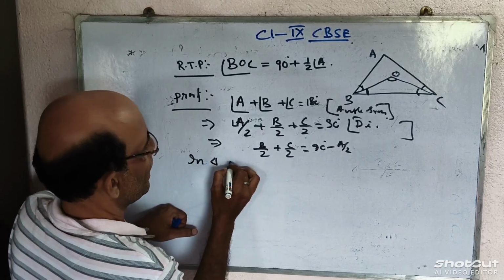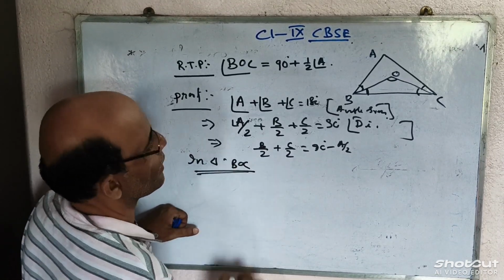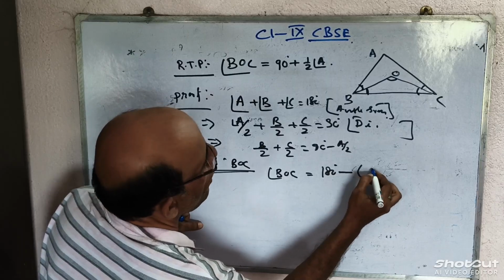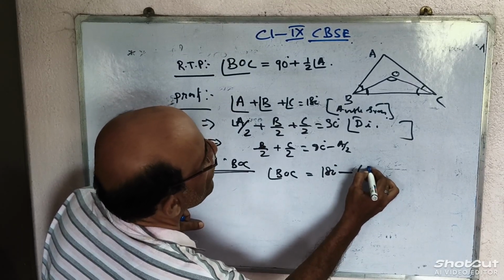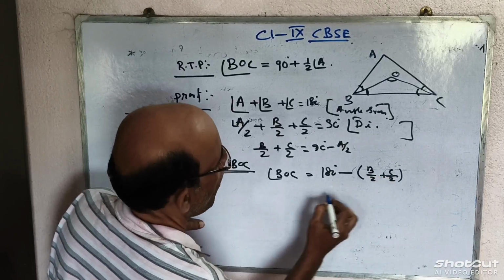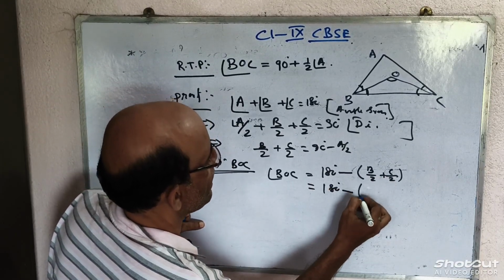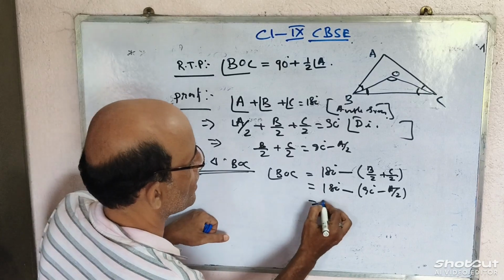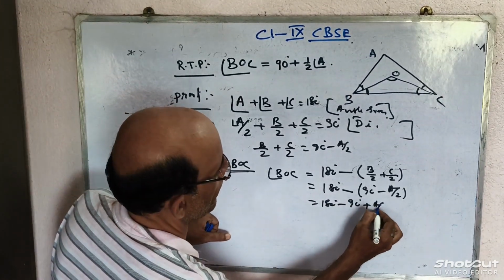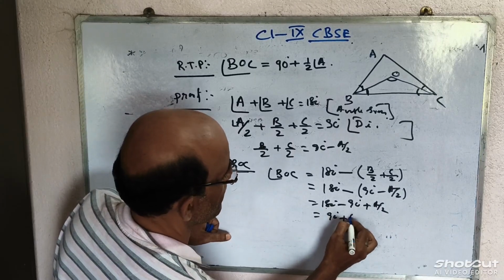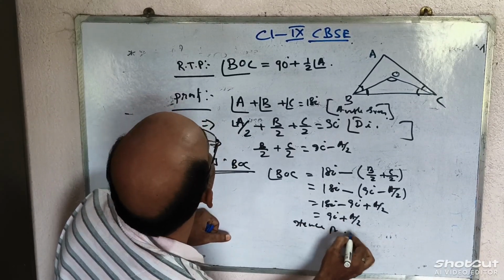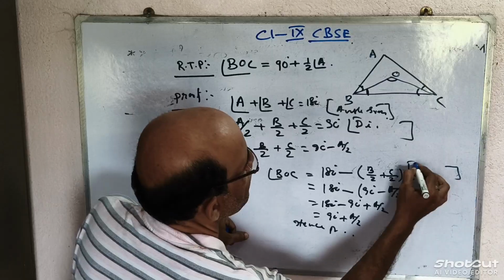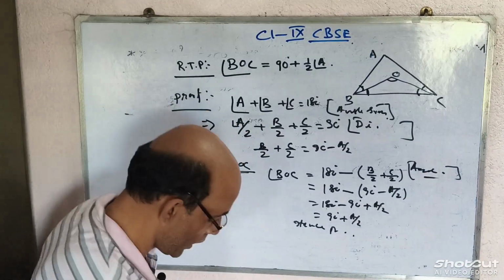Now, in triangle BOC, angle BOC is equal to 180 degree minus B by 2 plus C by 2. Therefore, 180 degree minus 90 degree minus A by 2. We have already done this: B by 2 plus C by 2 is equal to 90 degree minus A by 2. So it is equal to 180 minus 90 plus A by 2. Therefore, 180 minus 90 means 90 plus A by 2. Hence proved. 90 degree plus A by 2, in triangle it is angle sum property. This sum is also very very important.